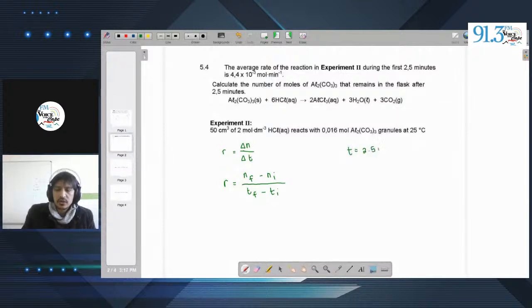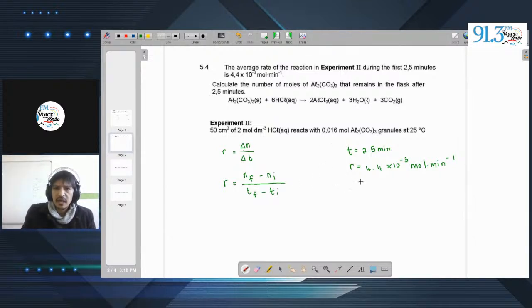And always look at your units. We see this is in minutes. Are there any other information that's in minutes? Let's just see. Well, our rate. We know our rate is equal to 4.4 times 10 to the minus 3 mole per minute. Lovely stuff. So this means we can actually leave our time in minutes because minutes are going to cancel minutes eventually, right? So we leave it like that.